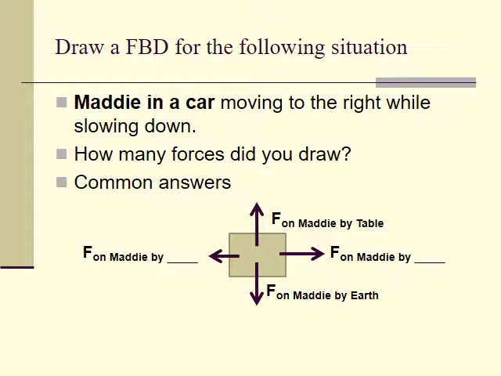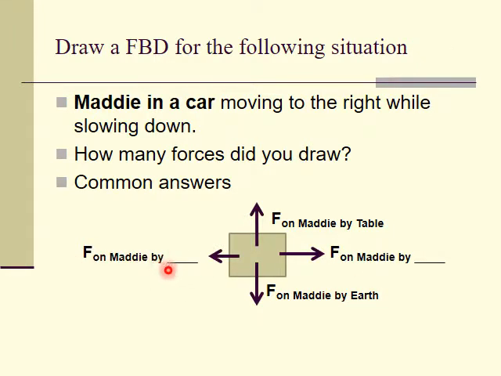Common answers are something like this. We might have something like force on Maddie by table, force on Maddie by earth. We might have force on Maddie by something pushing it forward, maybe the engine of the car, force on Maddie by friction, right? These could be different things that we'll do. Let's go over this. These two are new, so we'll talk about them.